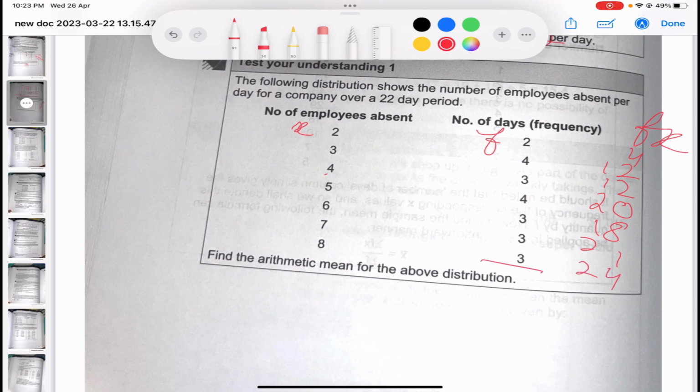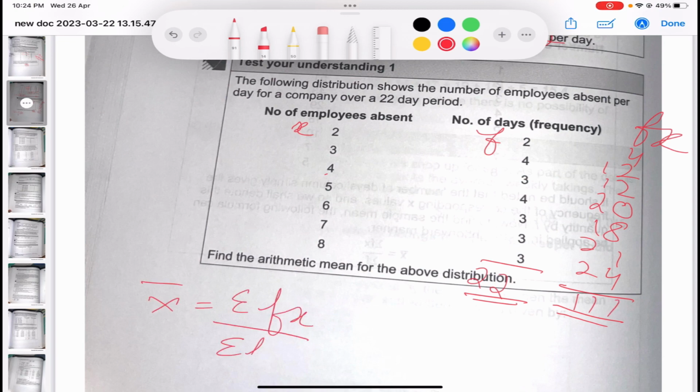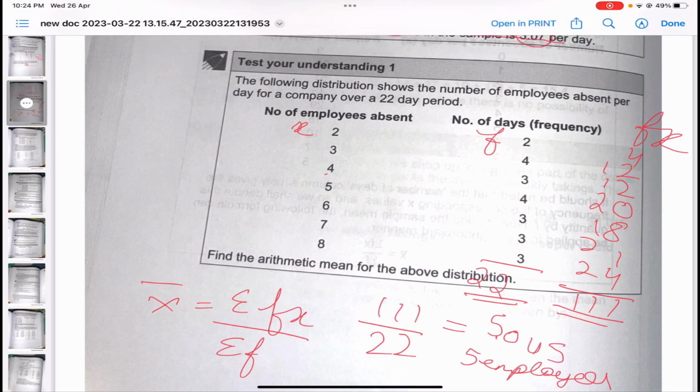Alright, now let me find the summation of f. My summation of f is going to be the sum of all of this. However, it is given over here that it is 22, so it's 22. And my summation of fx is going to be the sum of all of this. That would give me 111. So my arithmetic mean is summation of fx divided by summation of f, which would be 111 divided by 22. This is going to be 5.045. So 5 employees is my mean.